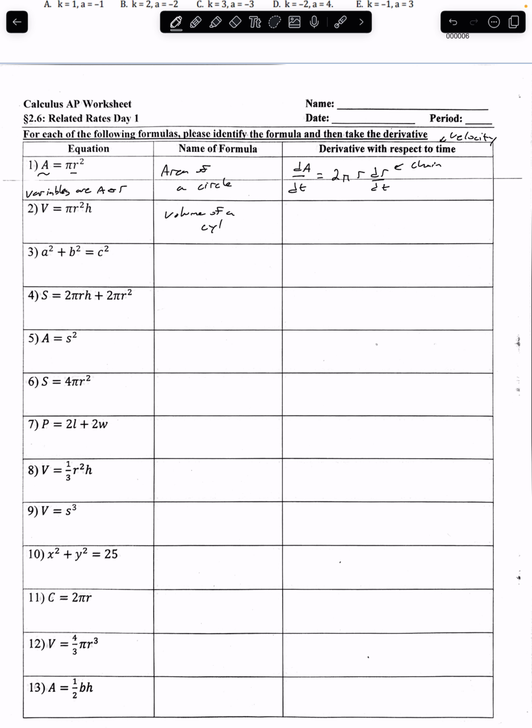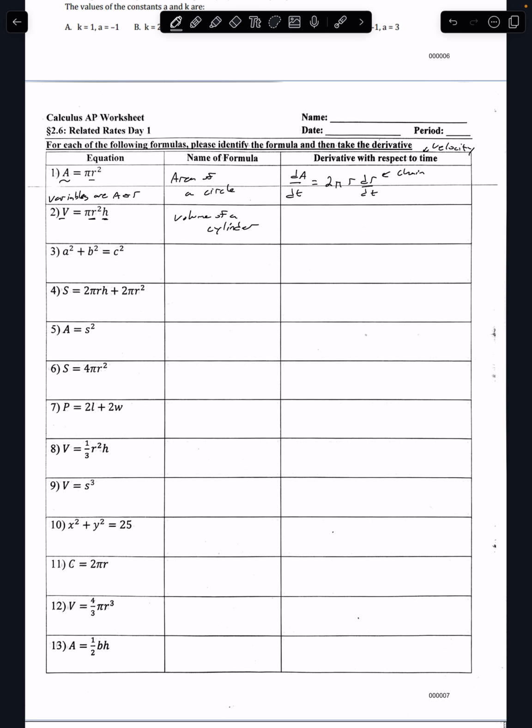Now this one's a little bit trickier. We are going to make this a little bit easier in some ways, but be careful. We have R and H this time, and V. But here we have a product. So we're going to use our product rule.